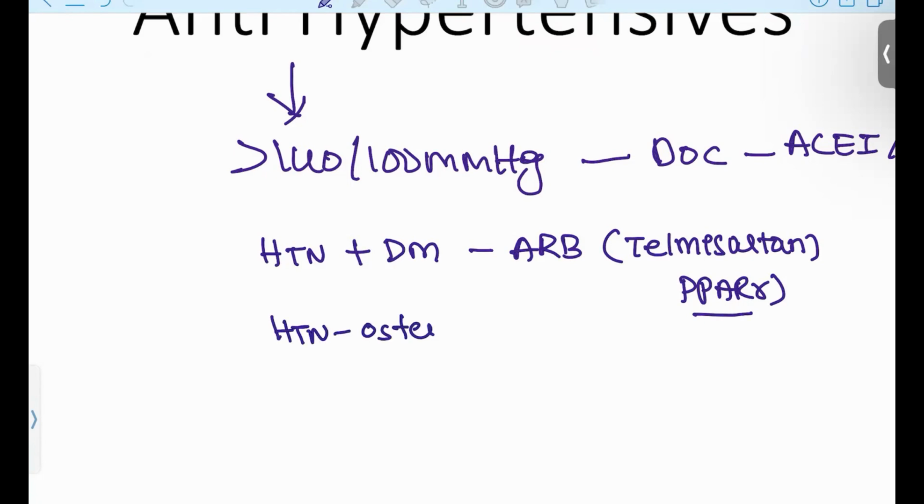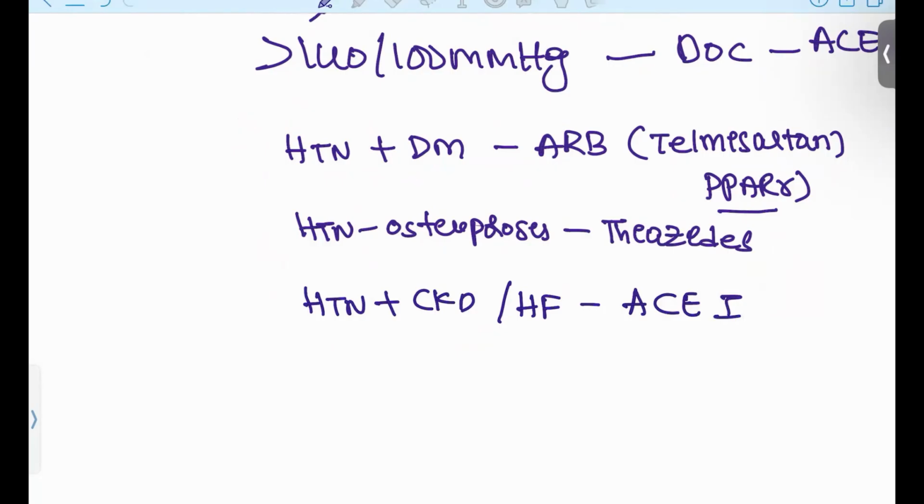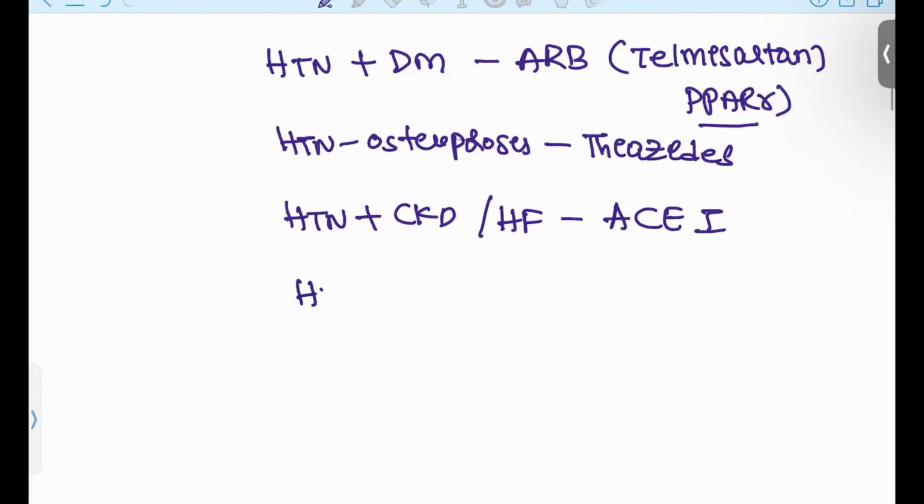In this osteoporosis patient, what can we give? We can give thiazides because thiazides are very helpful for hypercalcemia, right? It will maintain the calcium levels in the body. And hypertension plus the patient has CKD or heart failure, these patients we can also start on ACE inhibitors as the drug of choice. And if the patient has hypertension along with benign prostatic hyperplasia, we can start these patients on alpha blockers.